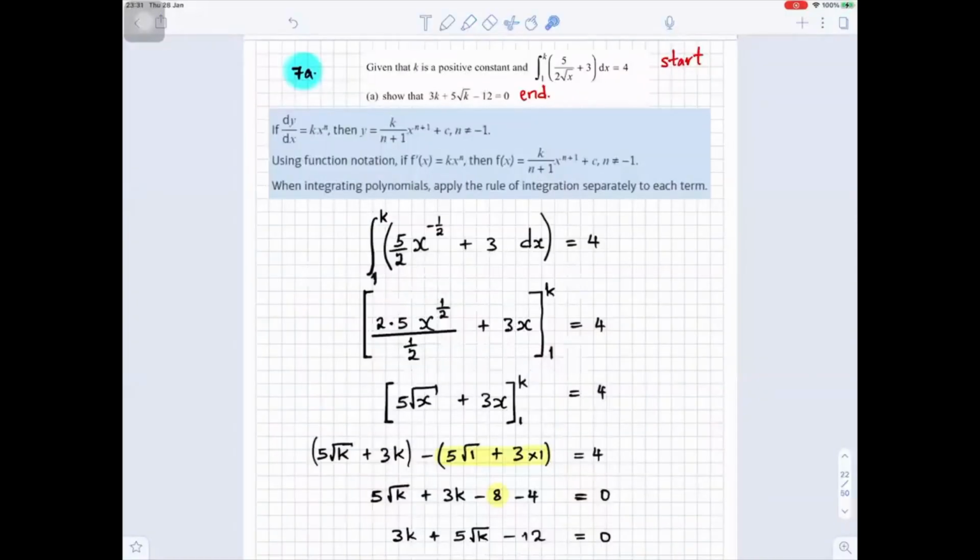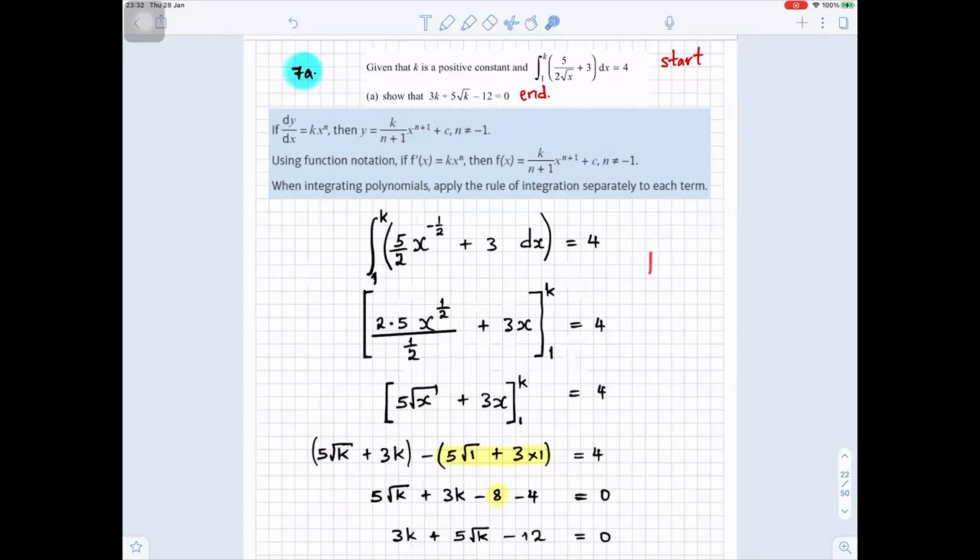So this is where we start and this is where we end. Look at the start and look at the end. We're going to use this integration formula. You add 1 to the power n plus 1, divide by the new power, divide by n plus 1. So x to the half, we would take it to the top. So square root of x is the same as x to the power half.